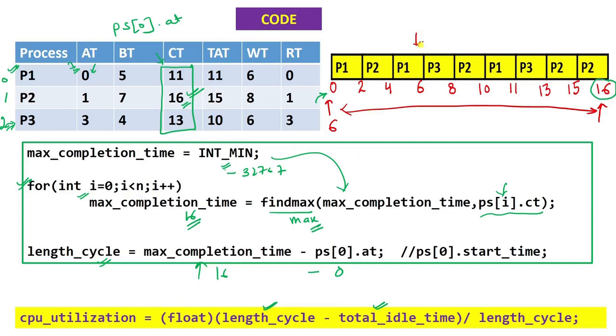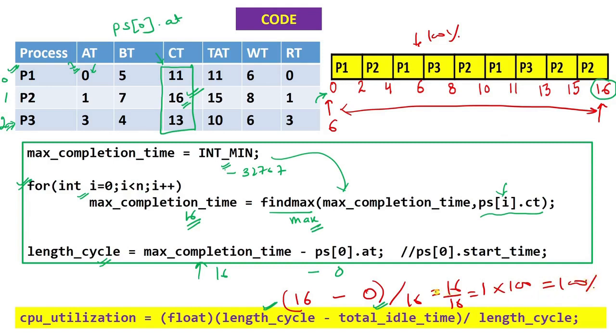See, for this example it should be 100%. How? The length of the cycle is 16. What is the total idle time for this? It will be 0. If we run the same code, we will get 0, divided by the length of the cycle, which is 16. So it is 16 upon 16, which is 1. And if you want to compute in percentage, you have to multiply it by 100, so it will be 100%.